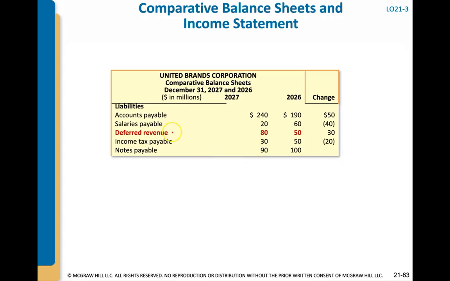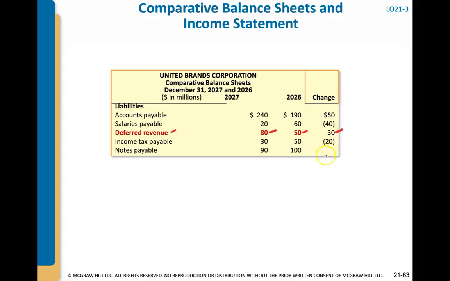Now, let's look at deferred revenue. Deferred revenue is the same thing as unearned revenue. It's when we get cash in advance and then revenue is earned over time. We started with $50 and we end up with $80. Now, when we get the cash in advance, and then as we earn it over time, we would debit deferred revenue and credit revenue or sales.